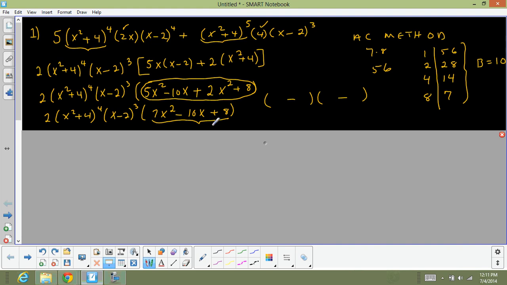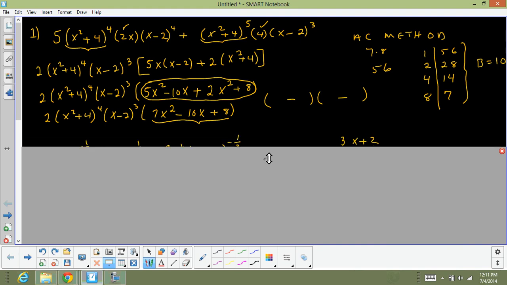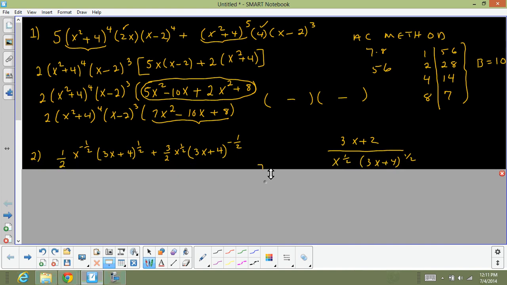So that's an example of how factoring plays into the product rule in the calculus. Now, I've put up another example here, and side by side with the problem, over here you're seeing the final answer.